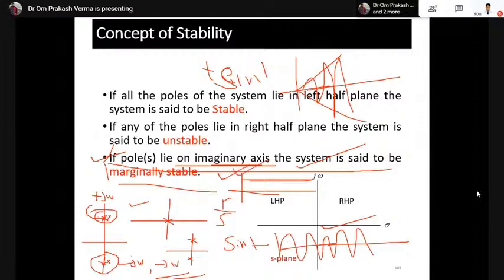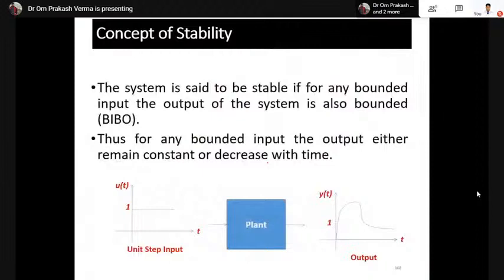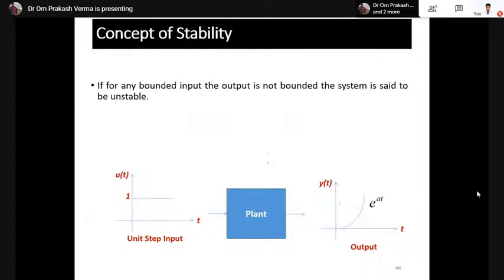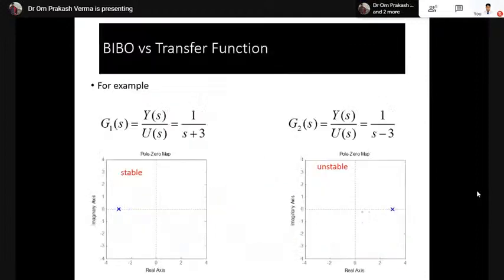Always remember, the system is said to be stable if for any bounded input the output is also bounded, which we have already discussed. For a bounded input, the output should be bounded. If for a bounded input the output is not bounded, the system is said to be unstable. This is the case.